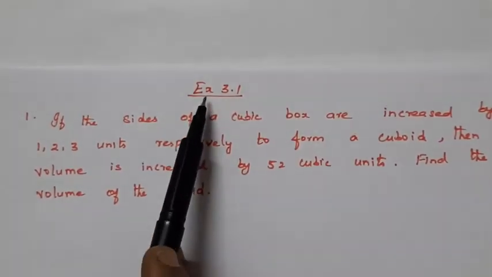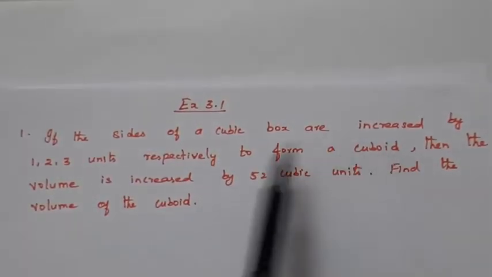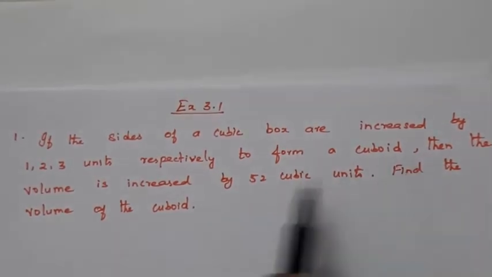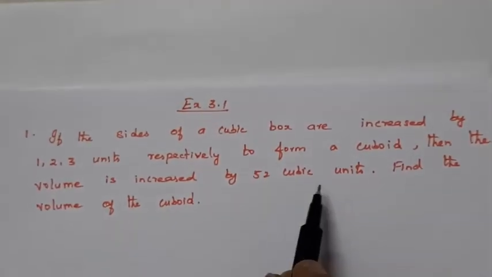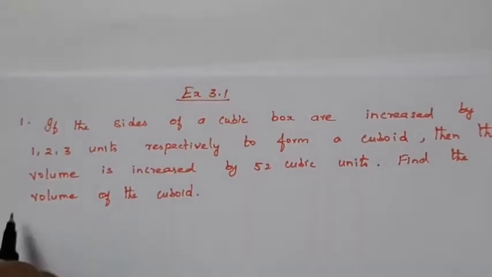Next, let us start with exercise 3.1, the first sum. If the sides of a cubic box are increased by 1, 2, 3 units respectively to form a cuboid, then the volume is increased by 52 cubic units. Find the volume of the cuboid. Okay, this is the problem.